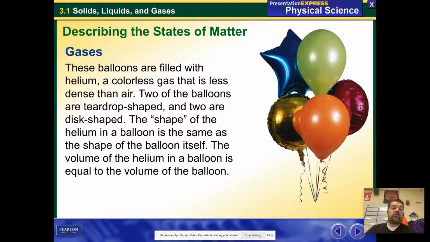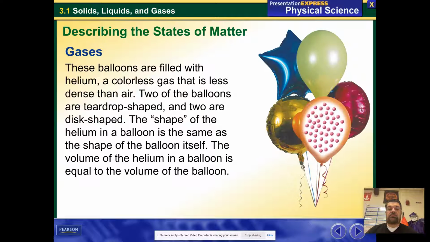These balloons are filled with helium, which is a colorless gas that's less dense than air. Two of the balloons are teardrop in shape and two are disc shaped. The shape of the helium in the balloon is the same as the shape of the balloon itself. The volume of the helium in a balloon is equal to the volume of the balloon. So they take on the shape of their container as well.